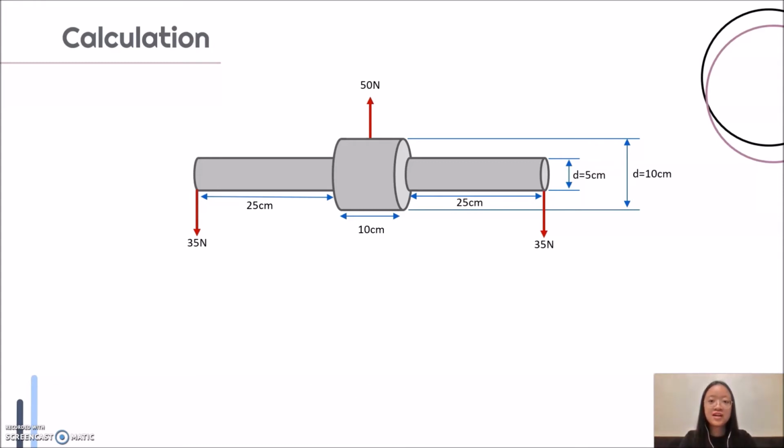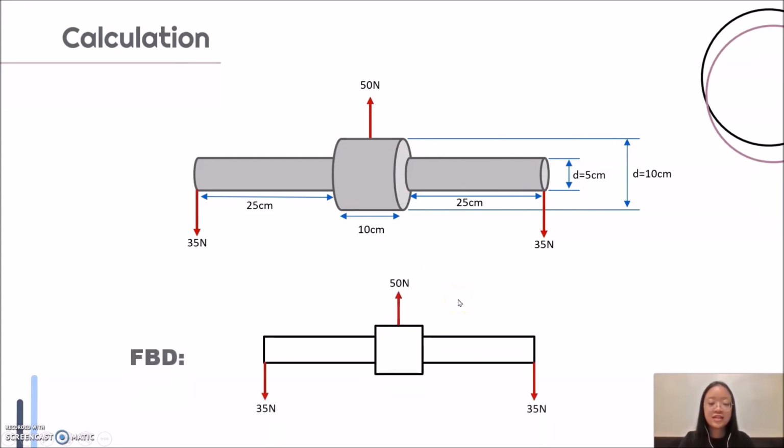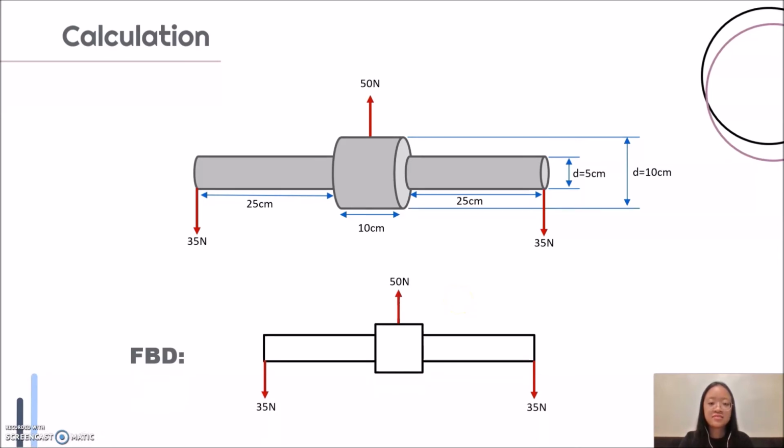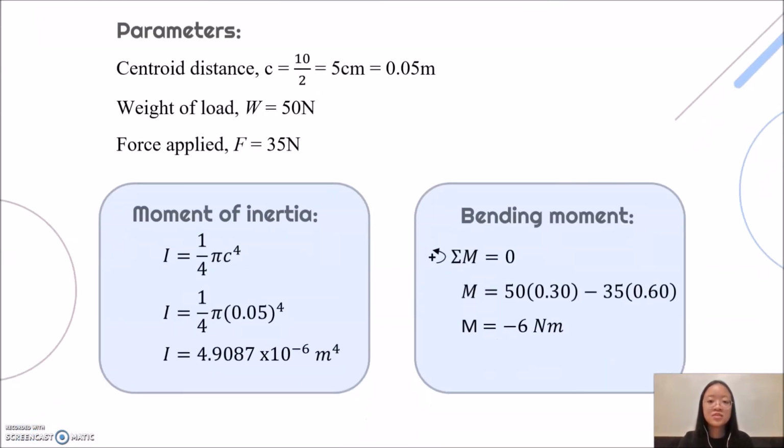Now let's move to the calculation part of stress in beam. This diagram shows the drawing of the cylindrical handle and all the values are well labeled. Here is the free body diagram of the cylindrical handle. Next, the parameters we use are the central distance, which is the middle cylindrical support, equal to 0.05 meter. The weight of load W is equal to 50 Newton and the force applied F is equal to 35 Newton.